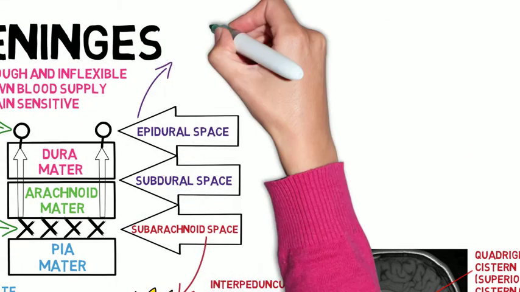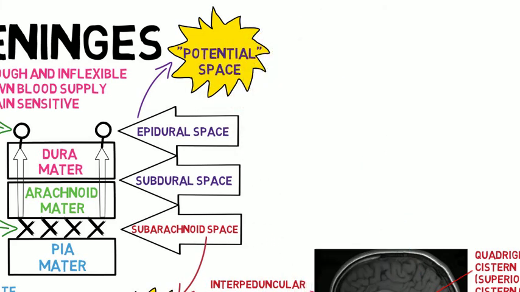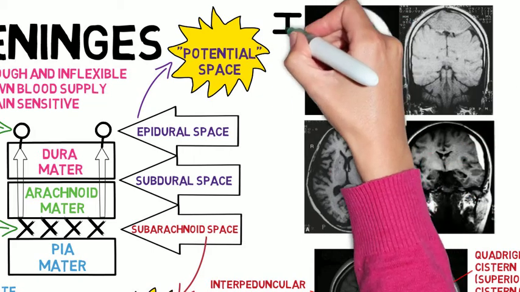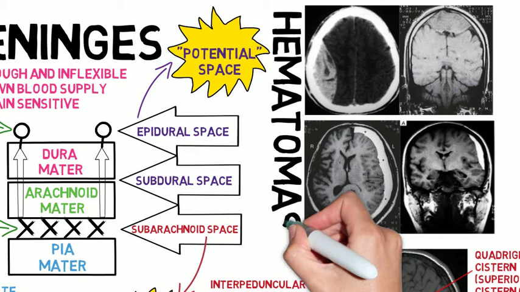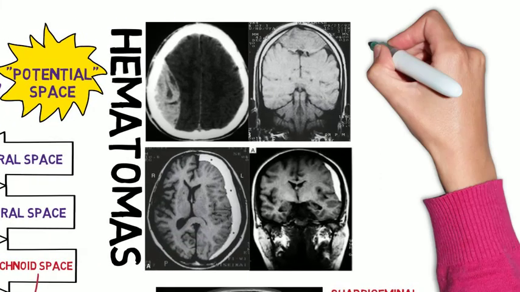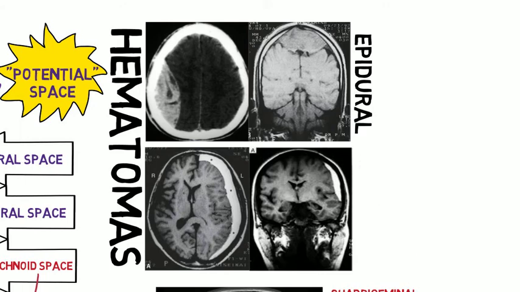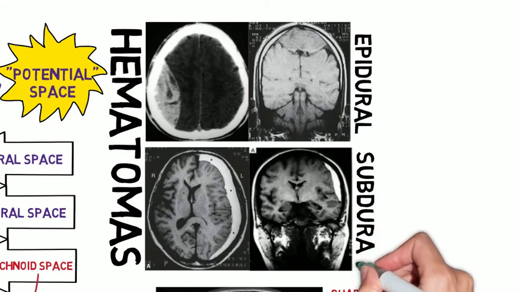The epidural and subdural spaces are potential spaces. These spaces may be opened up by blood following vascular or arterial damage, usually associated with traumatic brain injury. This is called a hematoma. A hematoma occurring above the dura is called an epidural hematoma. One occurring below the dura is called a subdural hematoma.